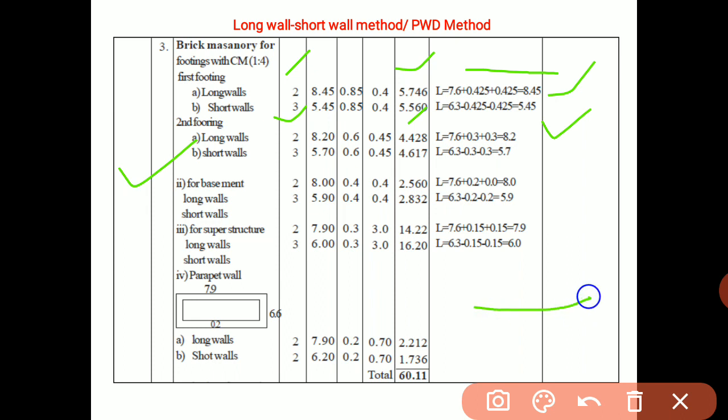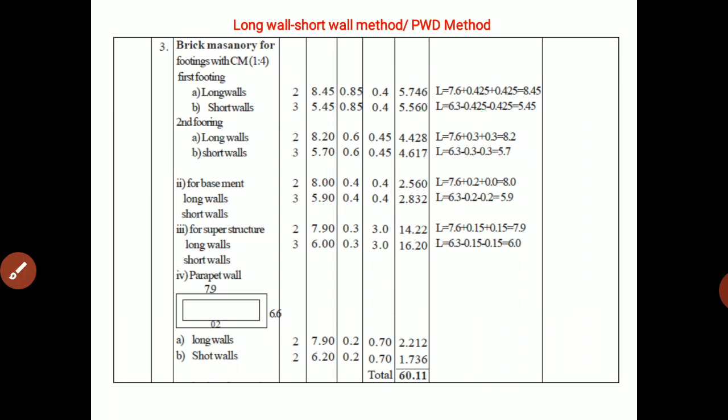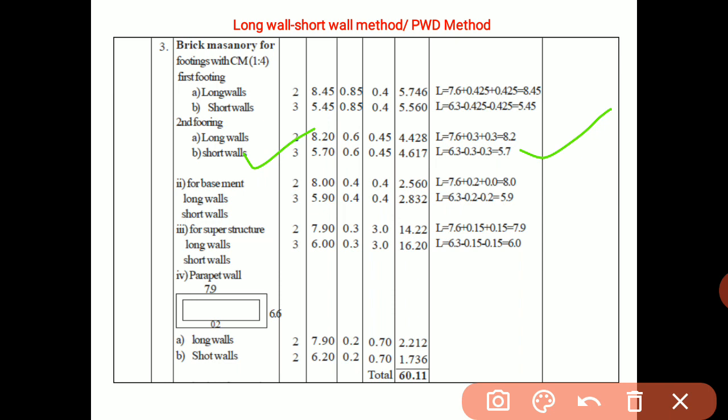Similarly, for second footing, the width is 0.6. So we are going to add half, that is 0.3, to our center to center distance for long wall, and we are going to subtract 0.3 from short wall to get the 5.7 meter length of short wall. Then take respective dimensions of each step, calculate the quantities. For basement or for third step, it is having a 0.4 meter width and 0.4 meter height also. We calculate it for all the three steps.